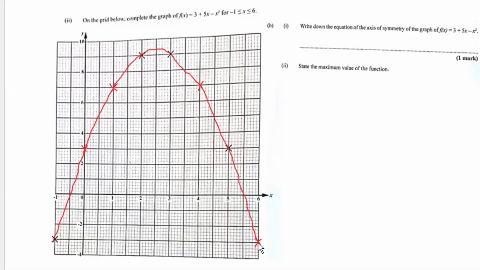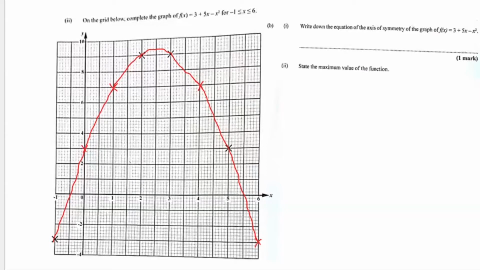So this is what your graph will look like after you finish plotting the points that are missing and then drawing your best fit curve. I am absolutely proud of this. Now B1 says write down the equation of the axis of symmetry of the graph. So what we know about the axis of symmetry is that it is that mirror line. That line would split your graph in two, so that half of your graph is on one side and half is on the other side.